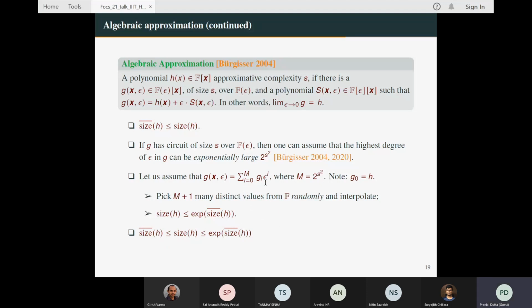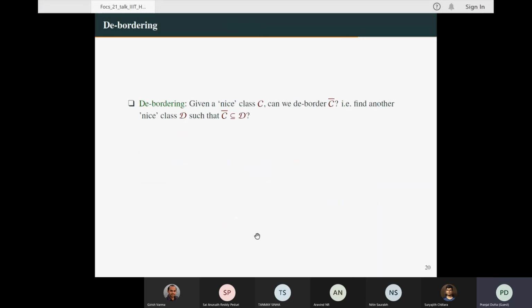So currently this is exponentially apart. And as I said, since this is exponential, you can just randomly interpolate by putting different values of epsilon and interpolate to get G0, but that will give exponential blow up. So this is the current known gap. And we really want to understand what we call deborder.